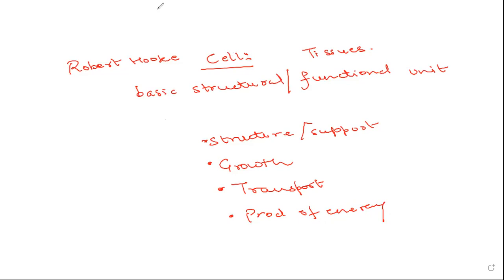The cell can be classified into different types. Now, what are the different types? What are the different classifications of a cell? A cell can either be a prokaryotic cell or it can be a eukaryotic cell.